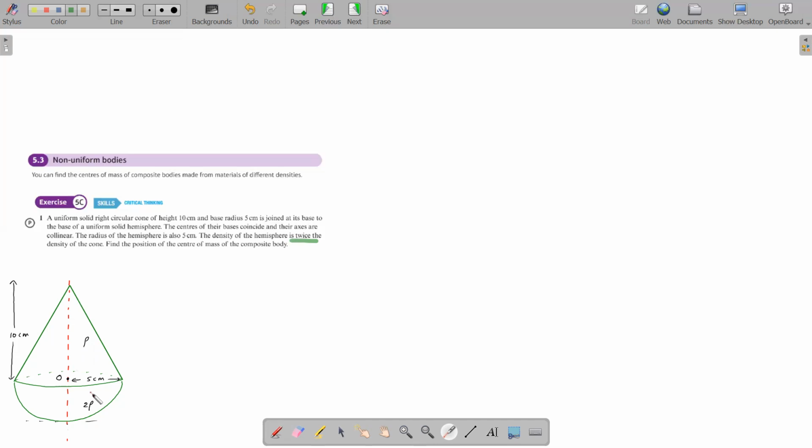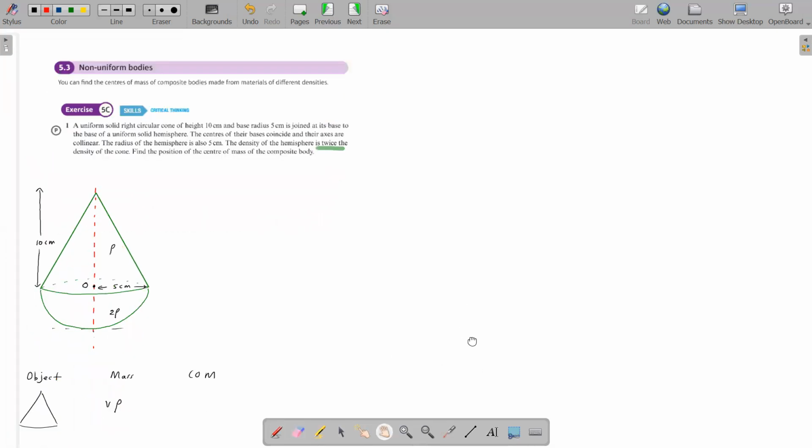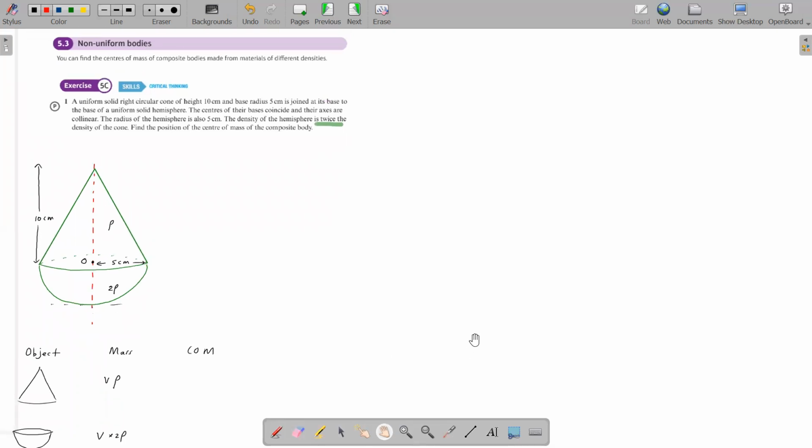What are you going to do? You're going to write object, mass, center of mass. And you need to decide from where you're going to measure your center of mass, like what's your 0, 0? That needs to be very clearly decided. I will decide to take 0, 0 from the very bottom. I'll choose this as x. Or if you want, you can take it at O. The question is find the position of the center of mass of the composite body. We need to decide which one is the best, whatever is easier. Which point do you want to consider?